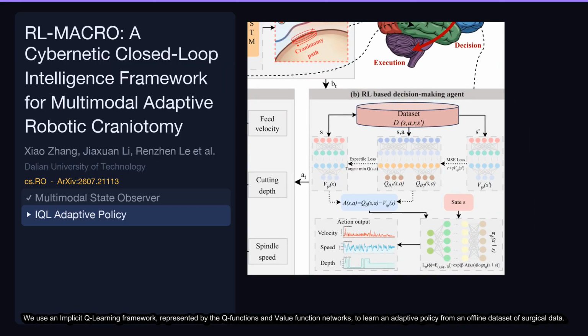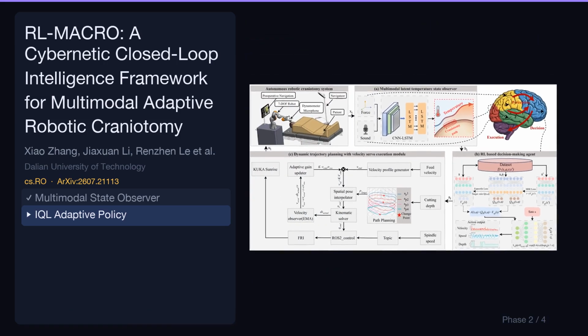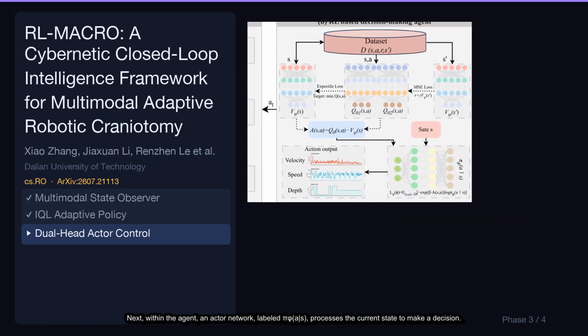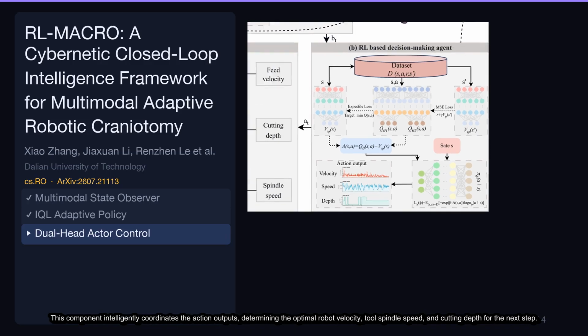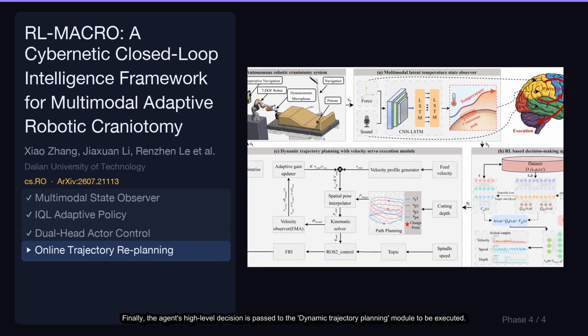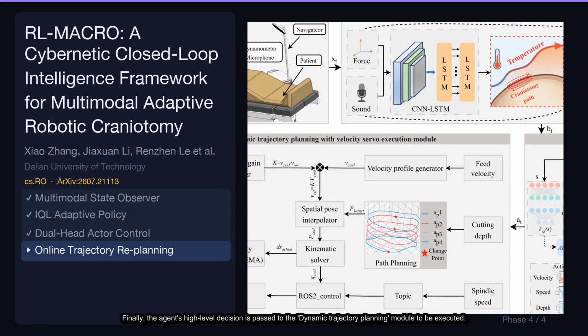We use an implicit Q-learning framework, represented by the Q functions and value function networks, to learn an adaptive policy from an offline dataset of surgical data. Next, within the agent, an actor network, labeled PyPhi-AS, processes the current state to make a decision. This component intelligently coordinates the action outputs, determining the optimal robot velocity, tool spindle speed, and cutting depth for the next step. Finally, the agent's high-level decision is passed to the dynamic trajectory planning module to be executed.